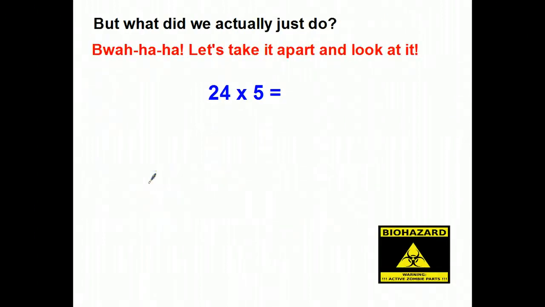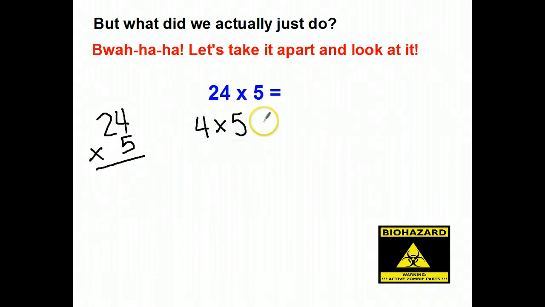But what did we actually just do? Well, let's zombify it. Let's take it apart and take a look at the individual parts. When I set up a problem like this, what I'm really setting myself up to do is to do it one piece at a time, which you already know. We're doing first 4 units times 5 units. So we know that part of this problem is 4 times 5. And we've already established that 4 taken 5 times is 20.